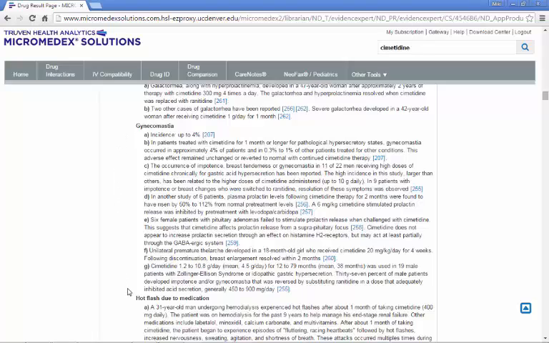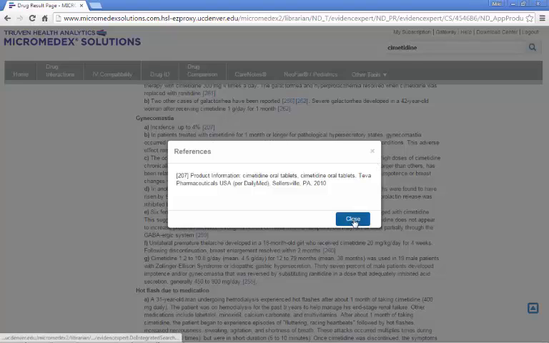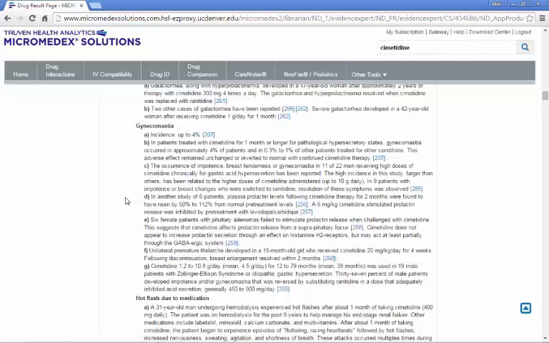Micromedex is known to summarize the primary literature. So the incidence is up to 4% in patients taking it. This looks like the same thing we read from Facts and Comparisons. Again, I can check the reference by clicking on the number. And I can see that this information is from the product information, Teva Pharmaceuticals.